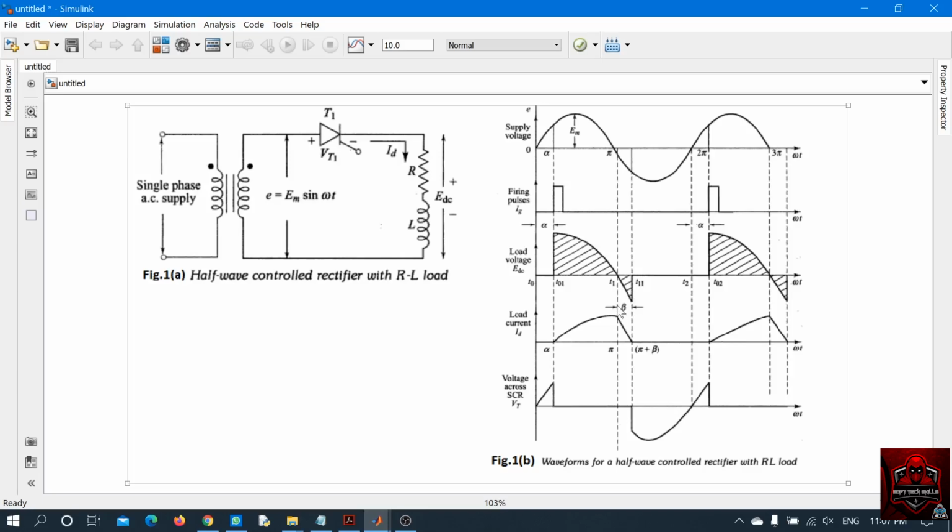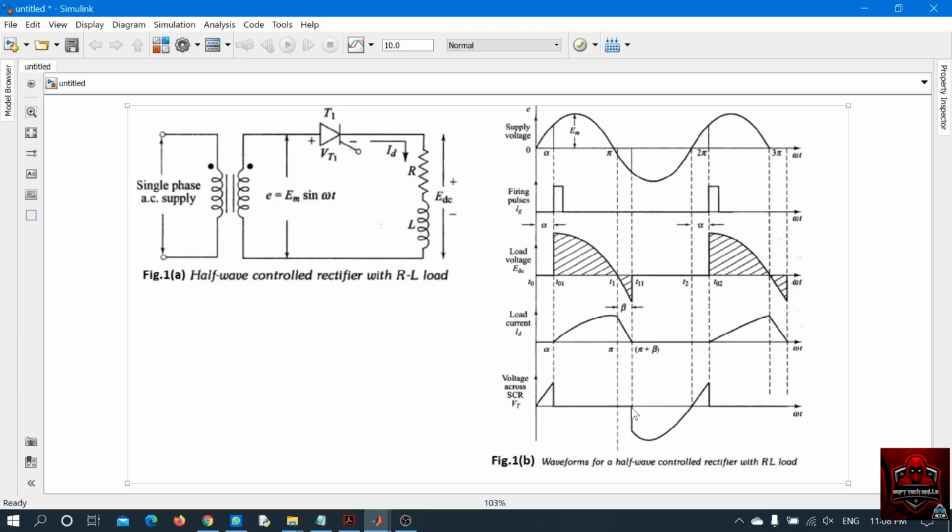This is known as the extension angle beta. We can compensate this beta angle by using a freewheeling diode across the load. When this current reduces to 0, at that time the thyristor gets turned off by natural commutation and the total input side voltage directly appears across the thyristor.